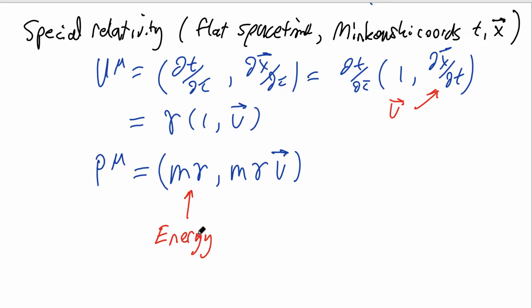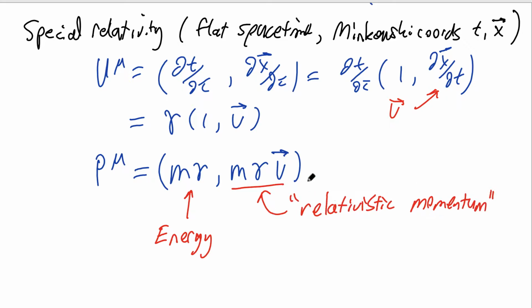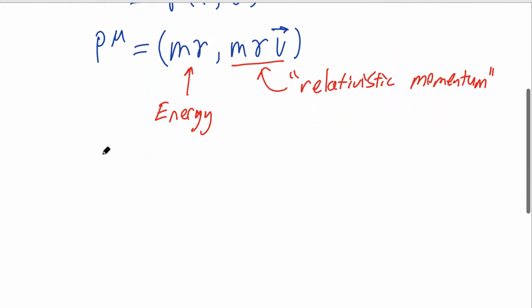This is the energy as opposed to the rest energy. Remember, m is the rest energy or rest mass. So m times gamma is the energy. The spatial components of the momentum vector are sometimes referred to as the relativistic momentum, as opposed to the non-relativistic momentum, which is just m times v. So the energy in particular is the zero component of the momentum, p0. How do we interpret this physically?